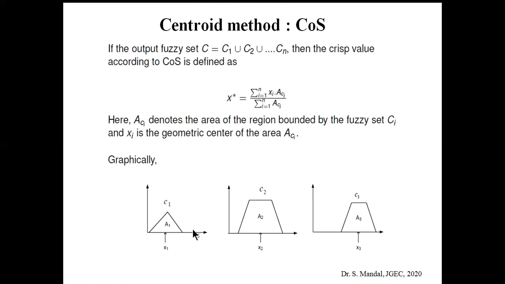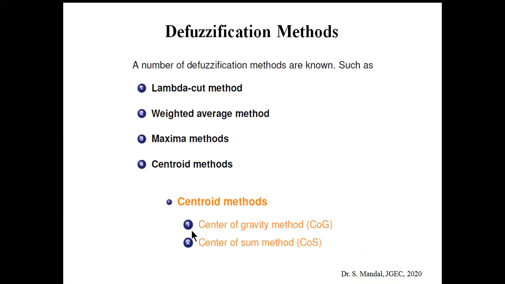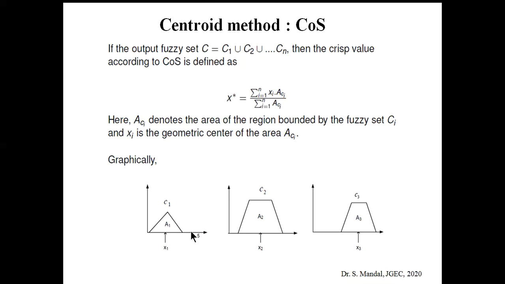Now coming to the second method, which is also very popular, known as the CoS method, that is center of sum method. Here again the process is similar, but instead of finding the center of gravity we need to identify the corresponding value of the centroid or geometric center of the area.